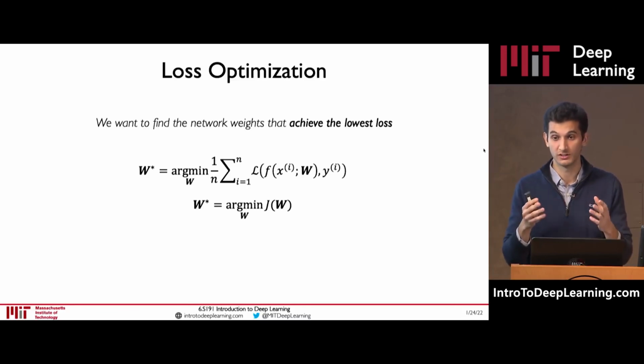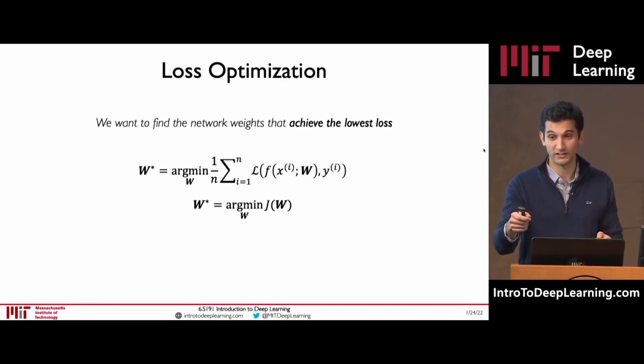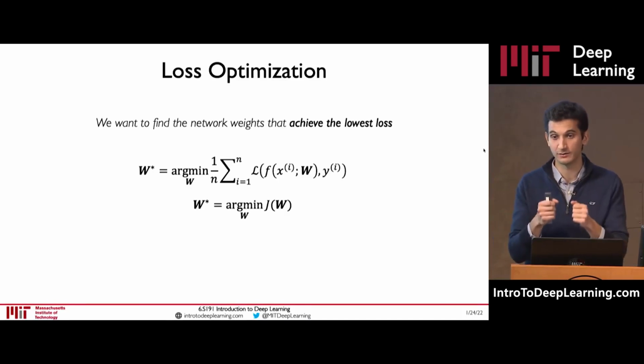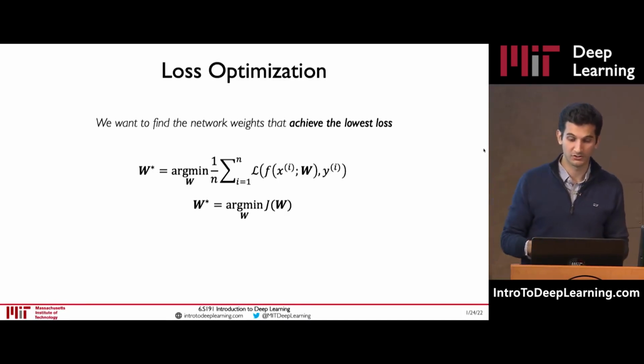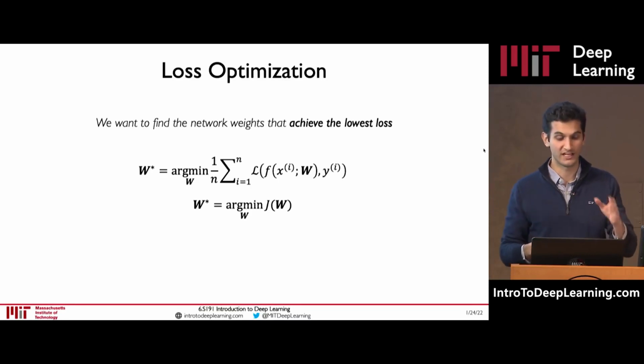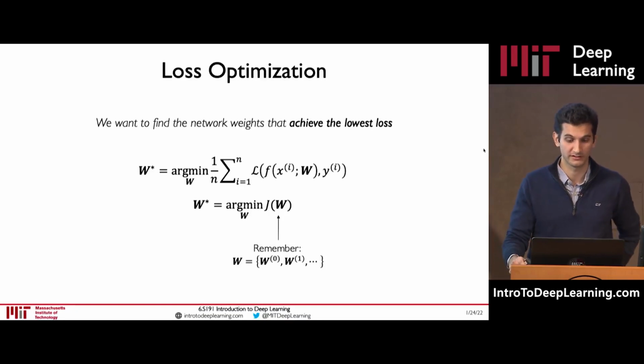So that's the gold standard of what we want to accomplish here in training a neural network, right? The whole goal of this class really is how can we identify W star? How can we train all of the weights in our network such that the loss we get as an output is as small as it can possibly be? That means we want to find the W's that minimize J of W. That's our empirical loss, our average empirical loss.